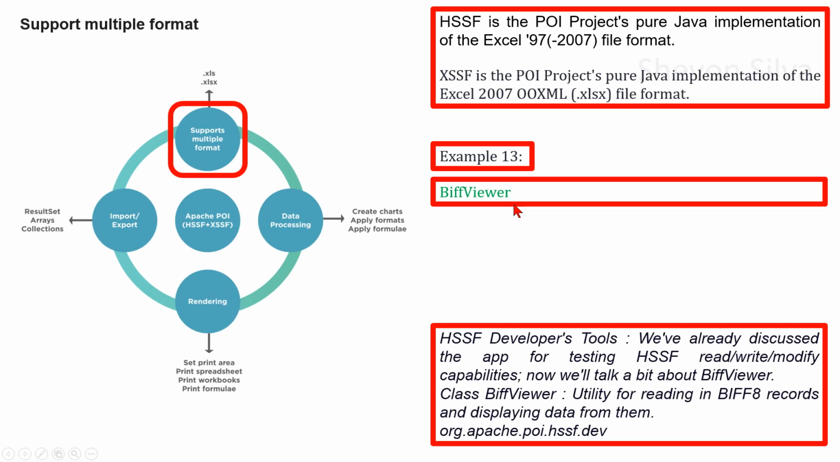Early in the development of HSSF, it was decided that knowing what is in a record, what was wrong in it, etc., was virtually impossible with available tools. So we developed BiffViewer. You can find it at org.apache.poi.hssf.dev.BiffViewer. It performs two basic functions and a derivative. The first is biffview.